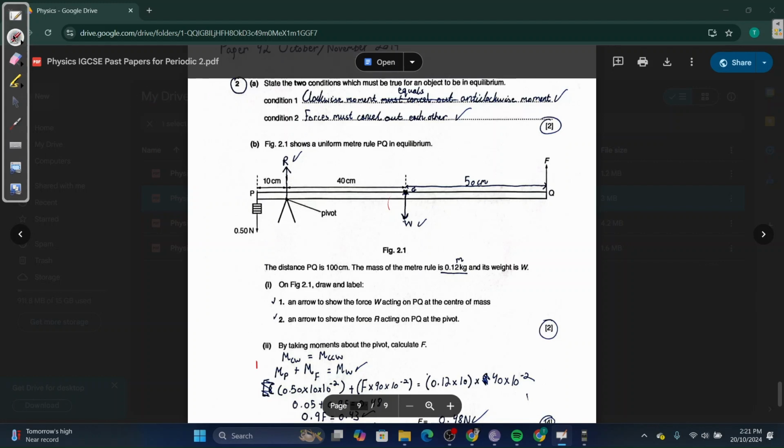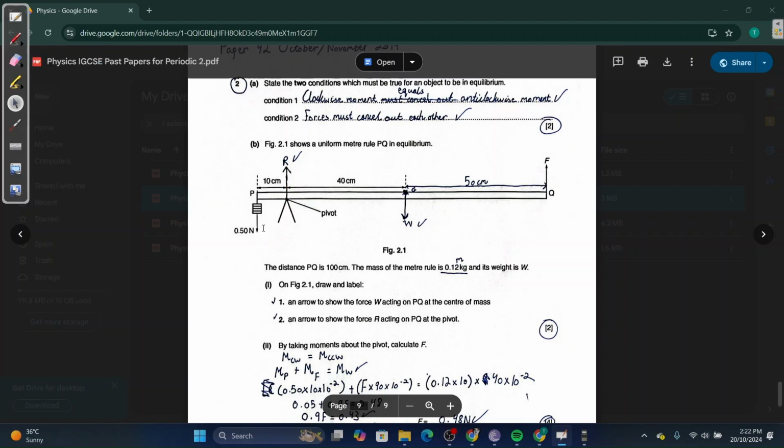Now, R is the reaction force. For every action, there's an equal and opposite reaction. Newton's third law. You'll need this for later. But it always acts at the pivot point or at the point where they meet. Now, if it was sliding, the reaction would be here, but it's not. It's around a certain pivot. So our normal reaction would be on the pivot point. So it's going to be here. This is R. Okay. So that's part b(i) done.